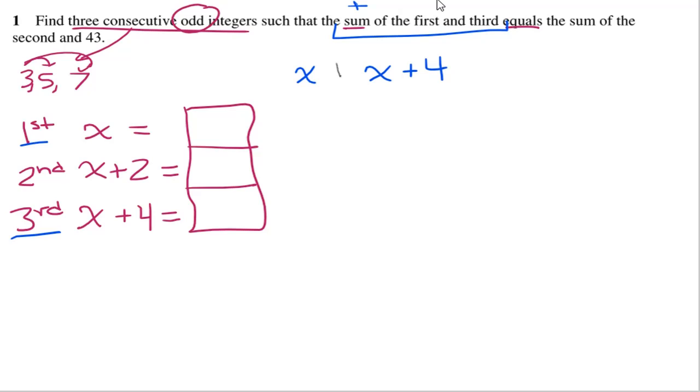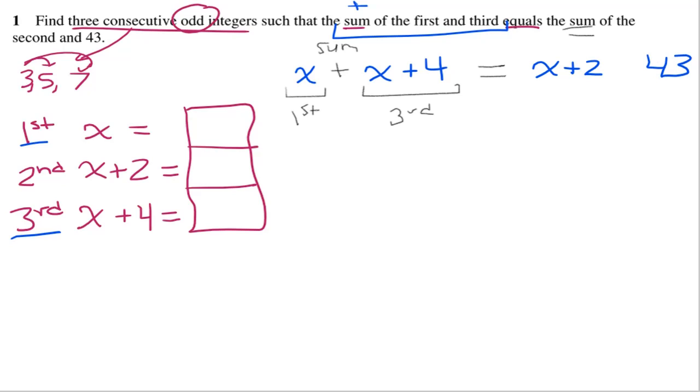The sum of the first and the third equals, okay, now I'm up to the next part. The sum of the second, so the second is x plus 2, and 43. So the sum of x plus 2 and 43. The 43 is just coming from the word problem. Again, we have that word sum, which means add, and I have the second, and I have 43.